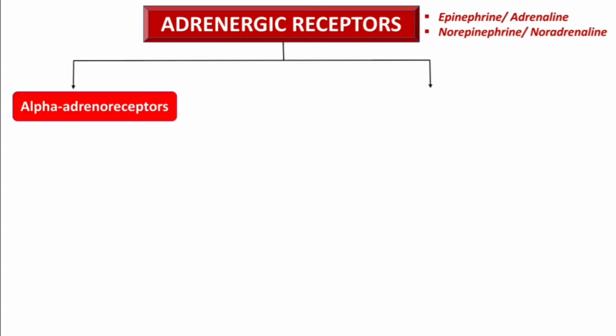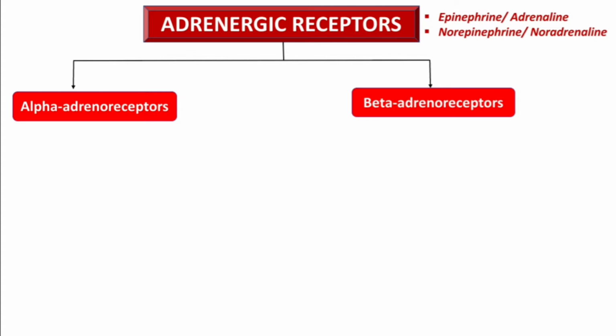In this video, we're going to talk about adrenergic receptors, for fight or flight. These receptors are stimulated by epinephrine and norepinephrine. Epinephrine is also known as adrenaline, and norepinephrine is also known as noradrenaline. Adrenergic receptors can be classified into two groups: alpha adrenoreceptors, or adrenergic receptors, it's the same thing, and beta adrenoreceptors. Starting with alpha adrenoreceptors.